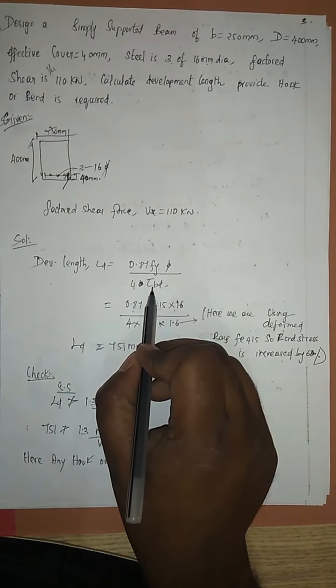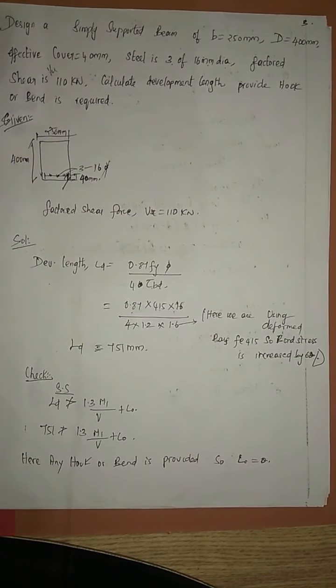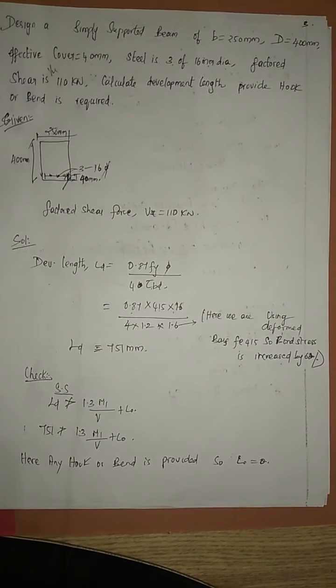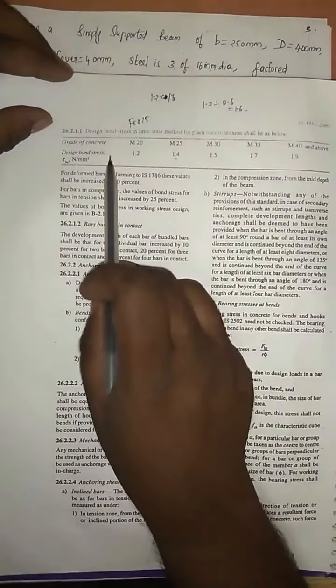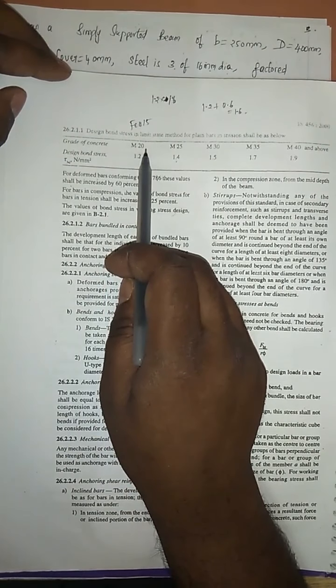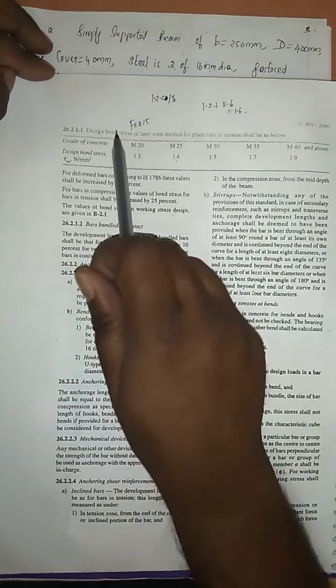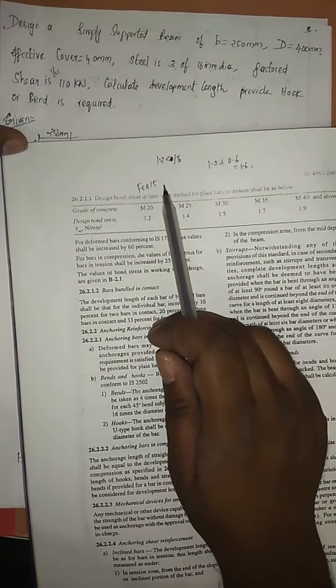Tau bd, as I already told you, is the bond stress. Bond stress also you will take according to M20 grade concrete. If the question does not give it, you will take M20 grade concrete. If given, you will take according to that. Okay, so it is given M20 grade concrete. So what is the bond stress? Tau bd is 1.2. Fe 415 we have taken.